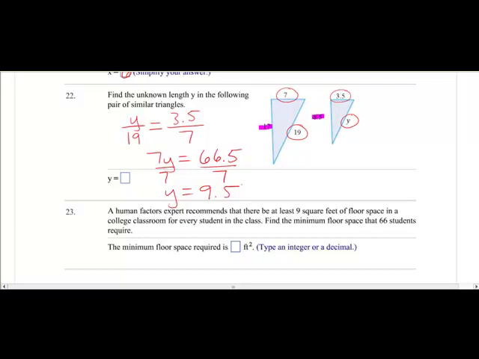9.5 is what you should end up with for y. Now, if you're really astute and paying attention here, you could have done this without setting up this whole proportion and doing all the math. Let me come over here and show you why.